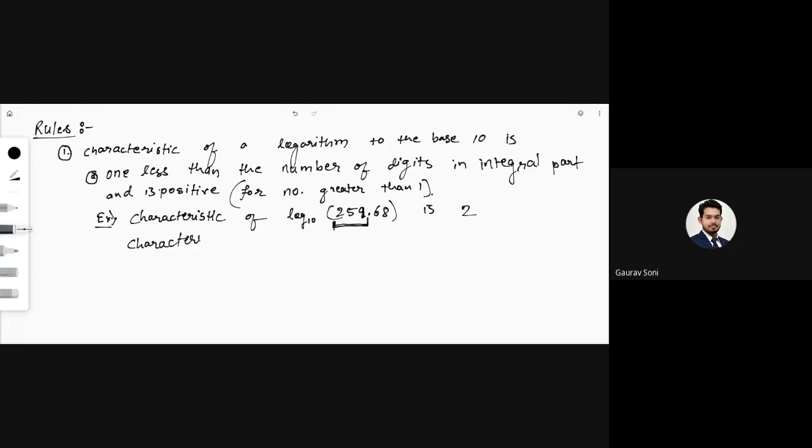Characteristic of log to the base 10 of 9.568 is 0. So the second rule is for when your number is less than 1.